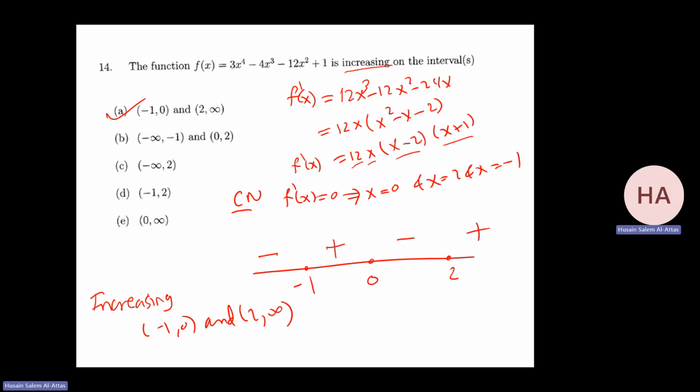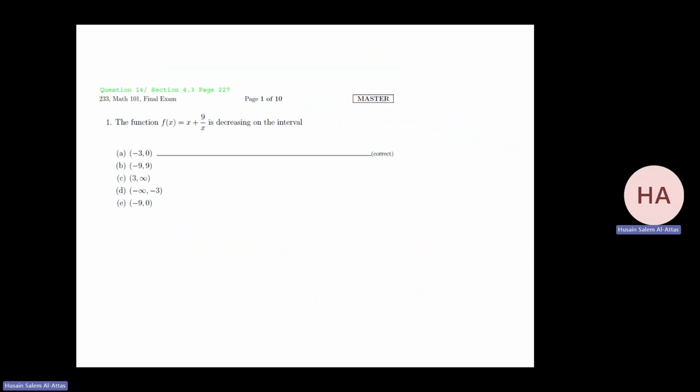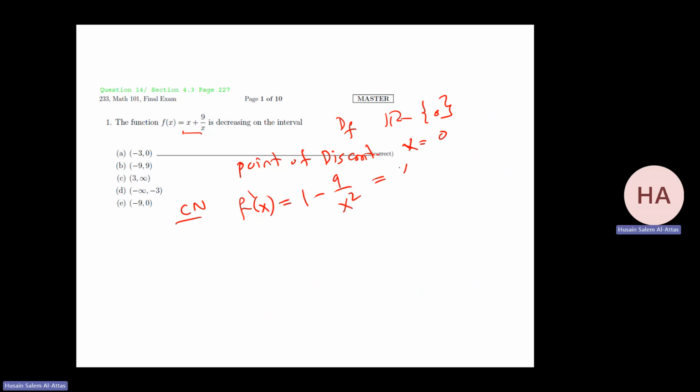Before, we had just continuous functions. Now we'll try to deal with discontinuous functions. For example, this one: the domain of the function is all real numbers except 0. I have a point of discontinuity, which is x equals 0. Now we'll find the critical numbers. f prime will be 1 minus 9 over x squared. In other words, (x squared minus 9) over x squared. So f prime equals 0, so you have x equals minus 3 or x equals 3.